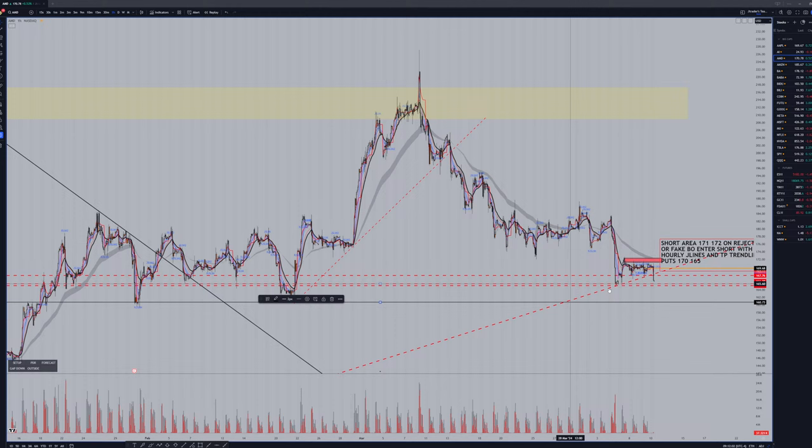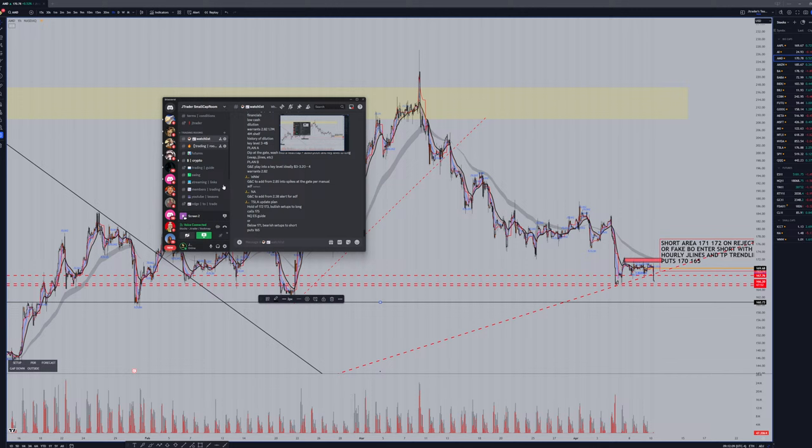So plan over here in AMD, and this is going to be another one on the watch list. I'm going to write over here update plan. I'm going to say on weak ES and NQ, so selling pressure, then I'm looking for fail and short with bearish patterns. We're going to look at puts 165, 160. TP 165, then 161. Okay, so I'm looking for essentially those plays.